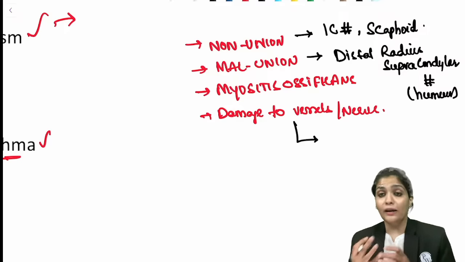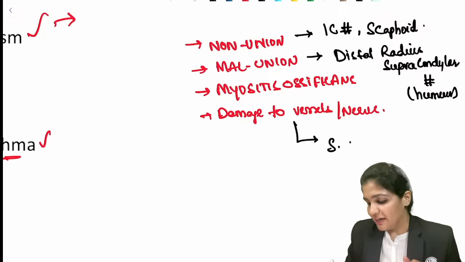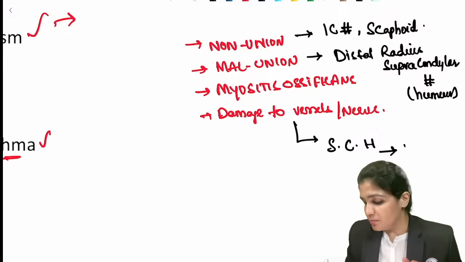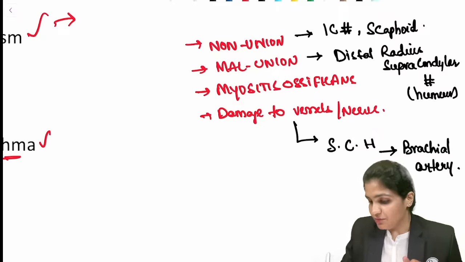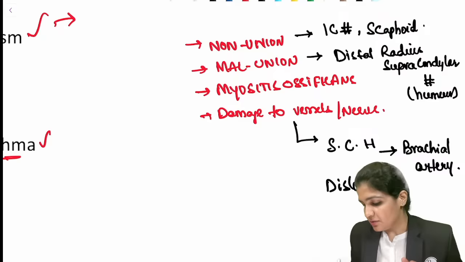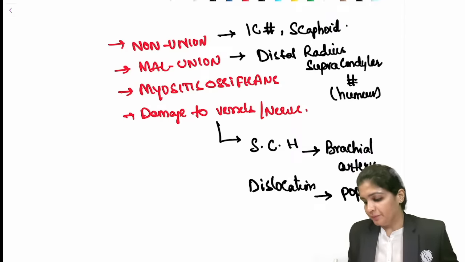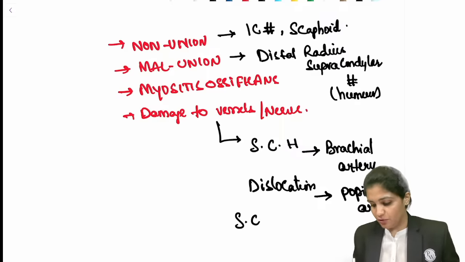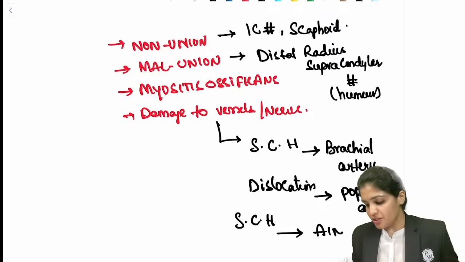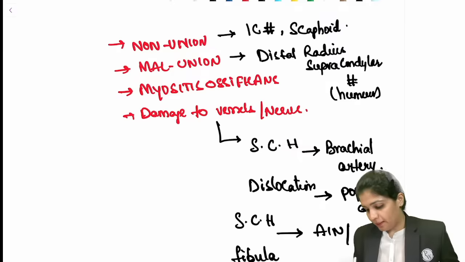So damage to vessels or nerves, because of the presence of that particular fracture, the particular fragments, few vessels are vulnerable to damage, like in case of supracondylar humerus fracture, the most important artery is the brachial artery. So brachial artery is damaged, and in case of dislocation of knee joint, the artery which is most vulnerable is your popliteal artery, right? So likewise, again, in your supracondylar fracture humerus, the nerve which is more prone to damage is mostly the anterior interosseous nerve or the median nerve, and in case of fibula neck fractures, the deep peroneal nerve is at risk.